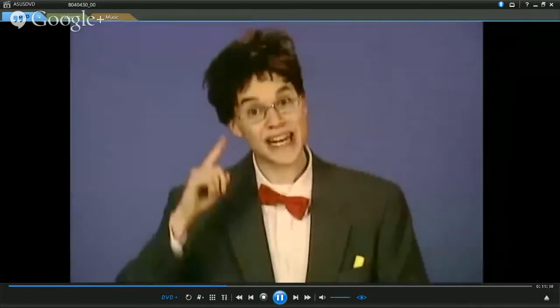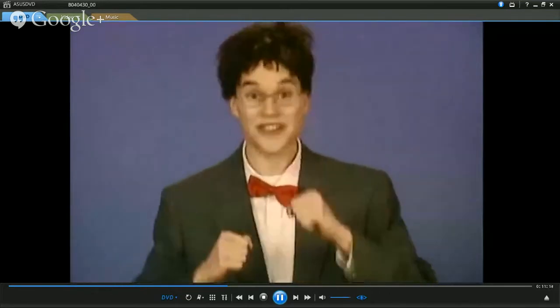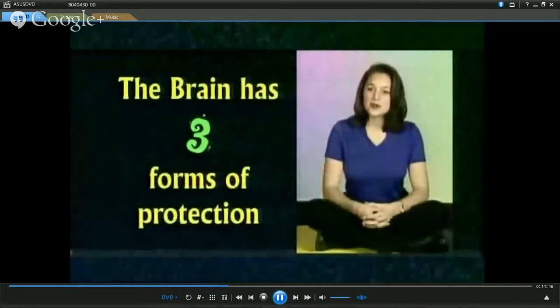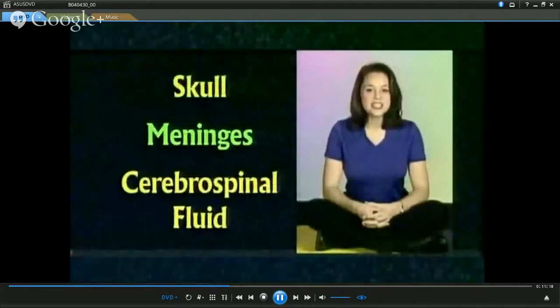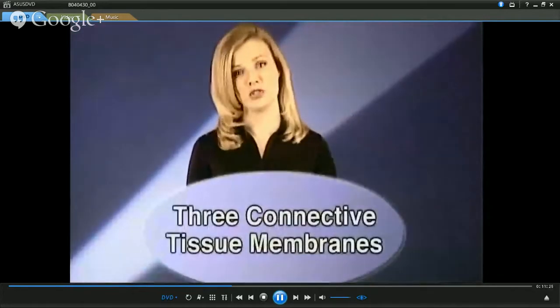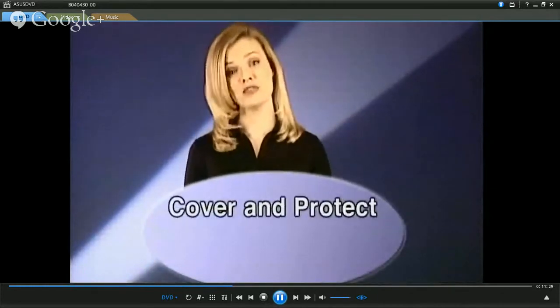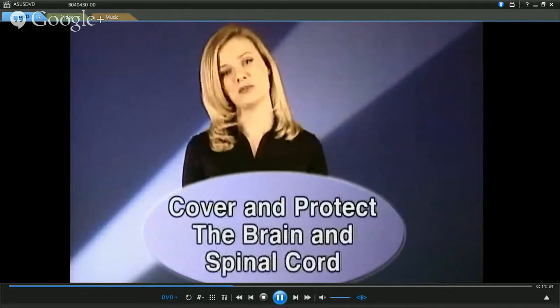Hey, the brain sounds pretty complex, but delicate. Doesn't it have some kind of protection? The brain does have three forms of protection: the skull, the meninges, and a liquid cushion called cerebrospinal fluid. The meninges are made up of three connective tissue membranes. These membranes cover and protect the structures in the central nervous system, the brain and the spinal cord.